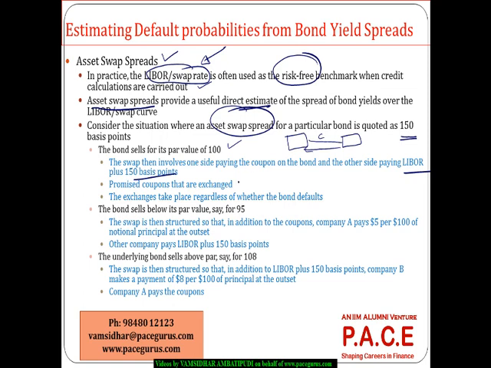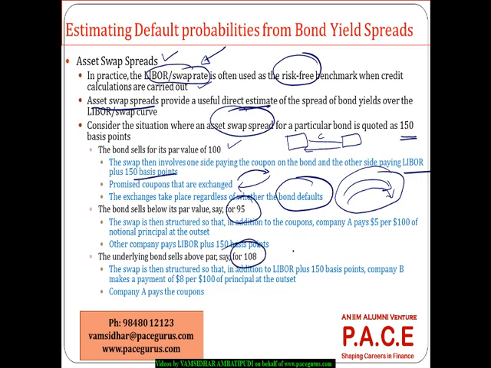So whatever the promised coupons are, they are paid and you are receiving LIBOR plus 150 basis points. Regardless of whether the bond defaults or not, I am receiving LIBOR plus 150 basis points and paying the coupon. But if the bond is selling below par, then along with paying the coupon, an extra $5 is also paid at the beginning. Which is as good as you have compensated for the entire 100 and received LIBOR plus 150. So you have received the same again, irrespective of the default.